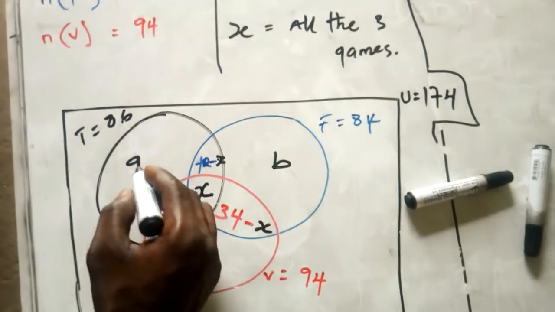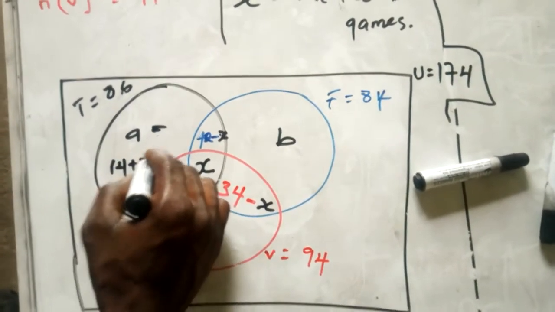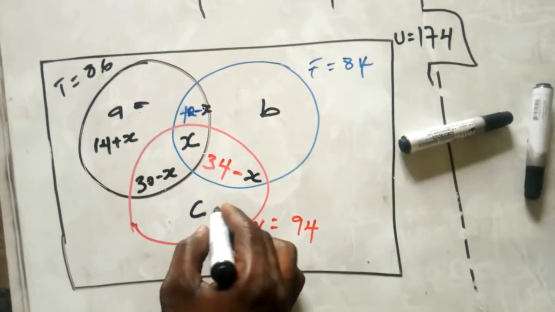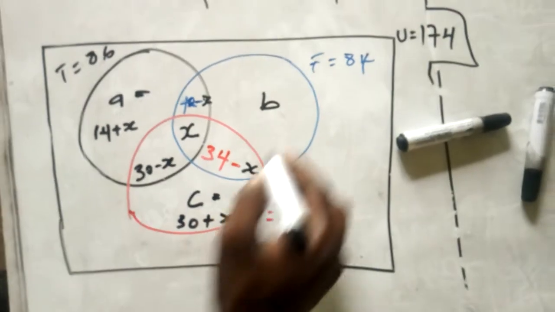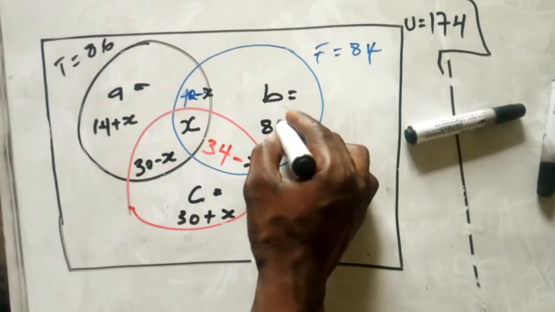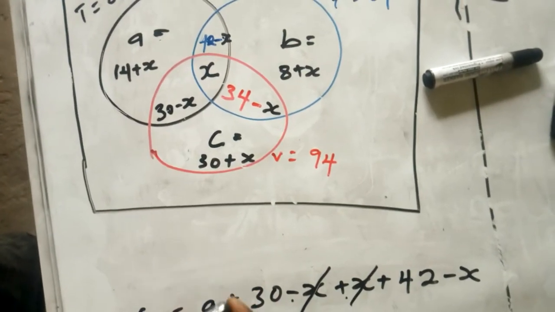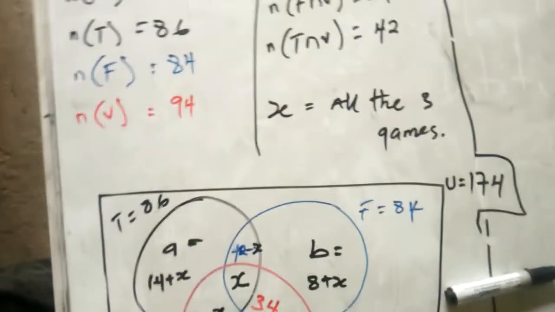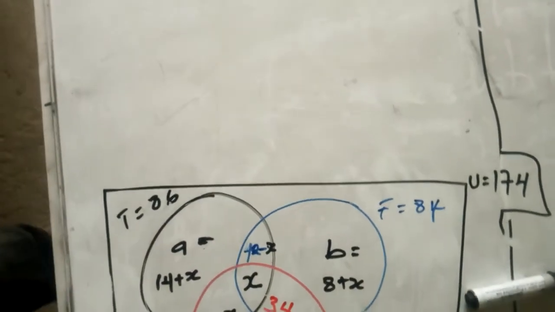So I have A here to be equal to 14 plus S, and then I have C to be equal to 30 plus S, and then I have B also to be equal to 8 plus S. Okay, 8 plus S. So let's do the calculation over here. So let's begin adding them together.